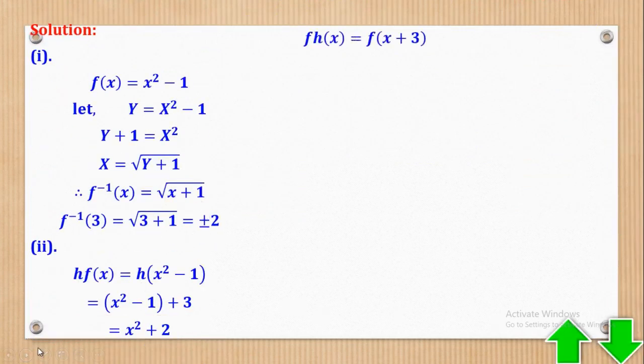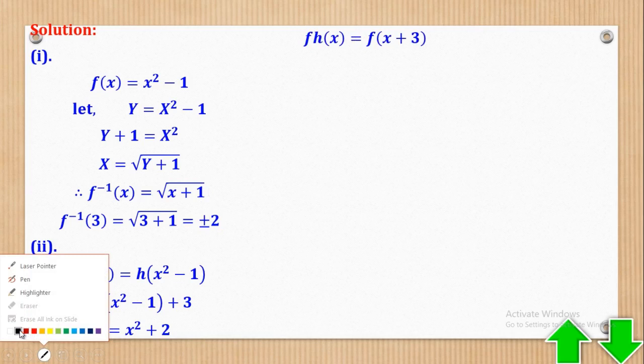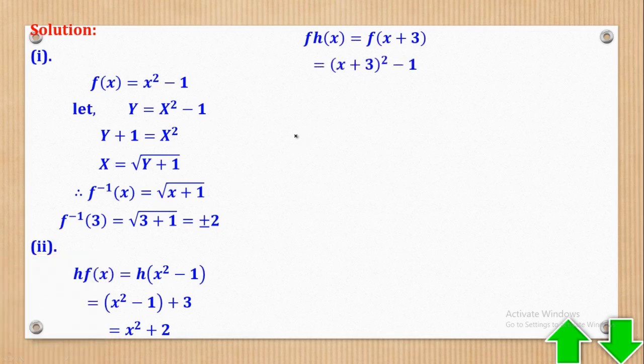So you come and substitute where there is x, you put there x plus 3, and come up with (x plus 3) everything squared minus 1. So when I open brackets, I'll come up with x squared plus 6x plus 9 minus 1. So when I collect like terms, I'll come up with x squared plus 6x plus 8.